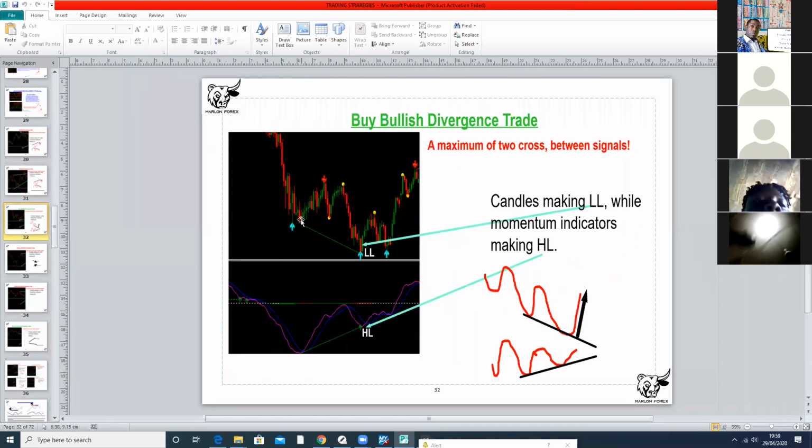Look at what happened. The price is making lower lows, but the momentum indicator is making higher highs. Okay, so the bottom of it is making higher highs. So then we're looking to buy. Then now we'll look again.